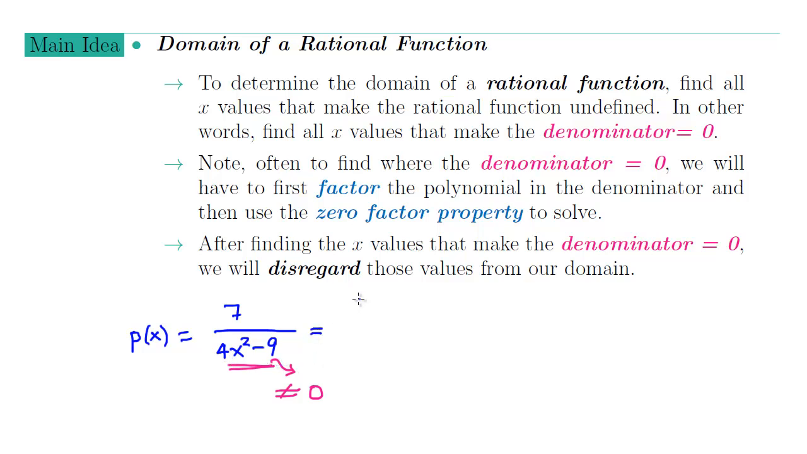And how do we solve a quadratic equation? Well, we begin by factoring, right? So the key here is we want to factor that denominator. This is a difference of squares, do you see? 4 is a perfect square and 9 is a perfect square. So this factors as 2x minus 3 times 2x plus 3.